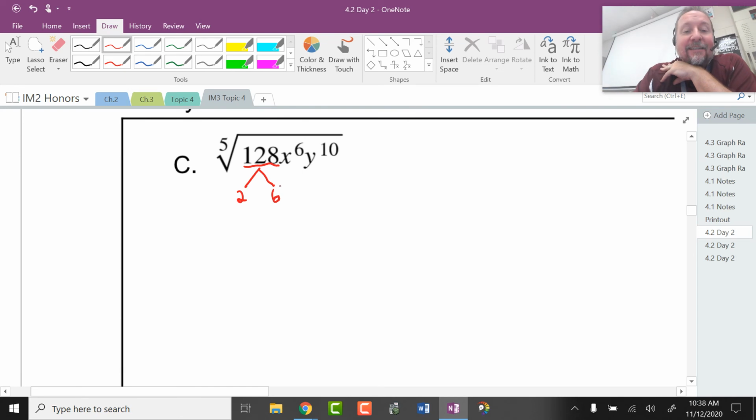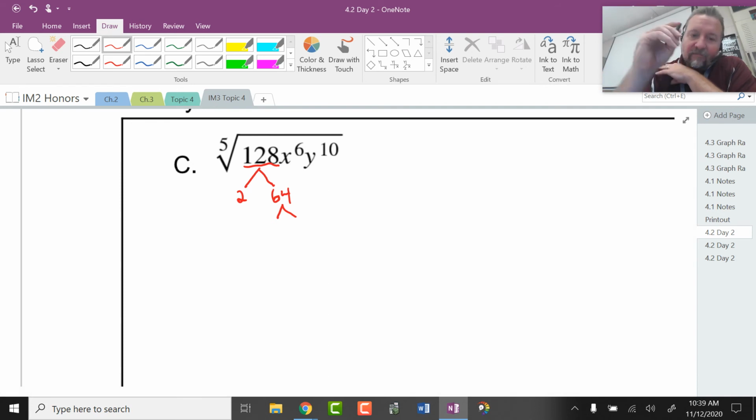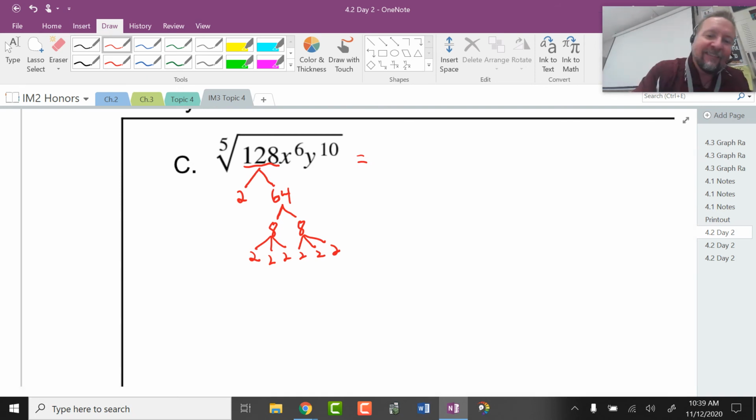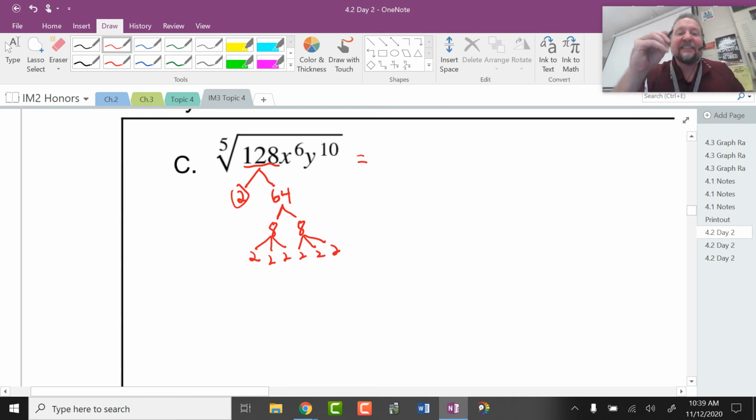Yep. 64. This is why this is a pain. I have to keep going. Yeah, that makes it better. And then what's each eighth? 2, 2, 2. This is why numbers are the worst. How many twos do you have total? Do you count that? There's actually one more, right? That one. So I have 7 twos. So, okay, it's 2 to the seventh.